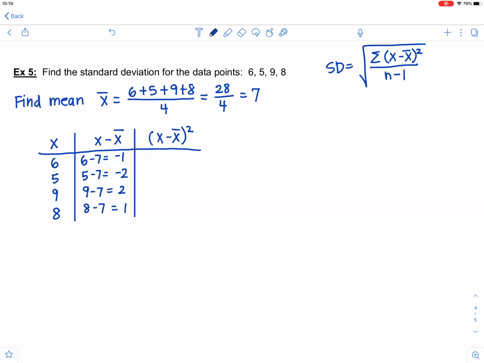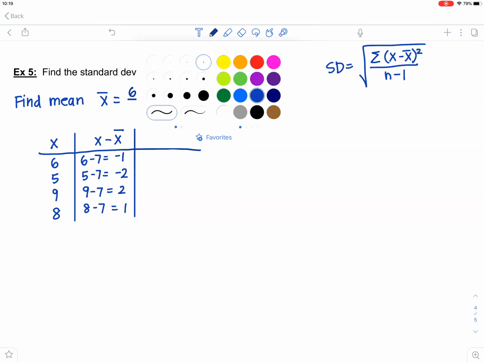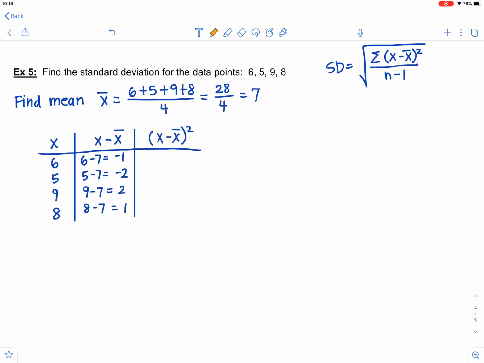Notice some will come out positive here, some will come out negative. And what you can do at this point is if you add those deviations together, you should always get a sum of 0. If you don't get a sum of 0, you will want to go back and check some work.